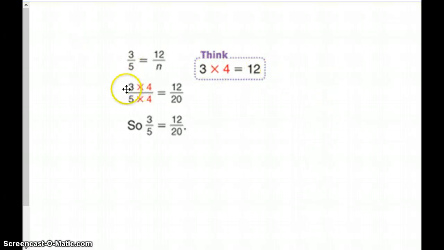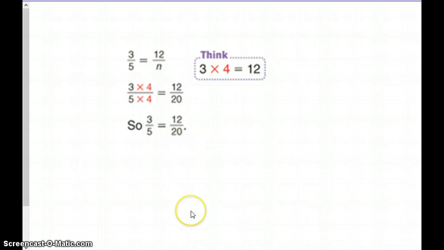So I'm multiplying that numerator by 4 right here. And then we remember our rule. Whatever you do to the top, you have to do to the bottom. Since we multiplied the numerator by 4, we also have to multiply the denominator by 4. So 5 times 4 equals 20. That tells us that 3/5 is equal to 12/20.